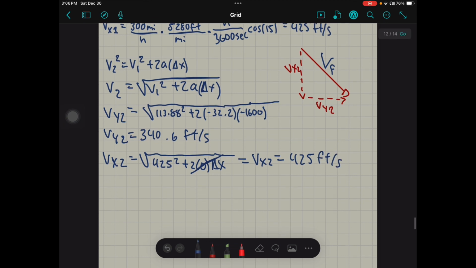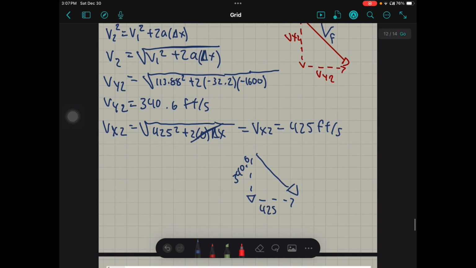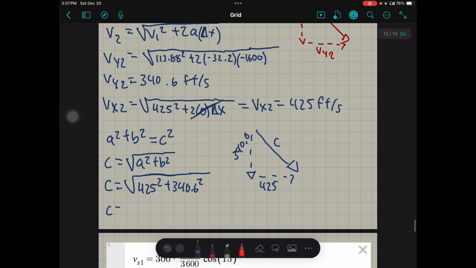Now that we have that, we can do a squared plus b squared equals c squared. We have our magnitude, we have our y, which is equal to 340.6, and our x, which is equal to 425. We're solving for c, so c equals the square root of a squared plus b squared. When we plug that in, that's the square root of 425 squared plus 340.6 squared. Plugging that into our calculator, we get c equals 144.6 feet per second.